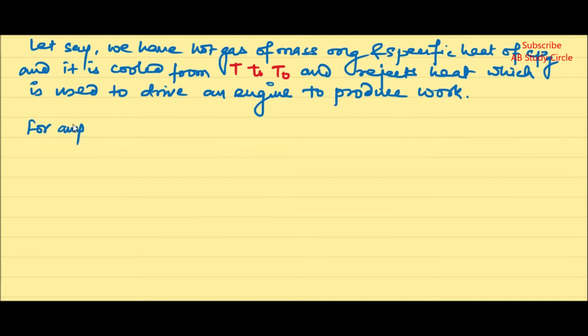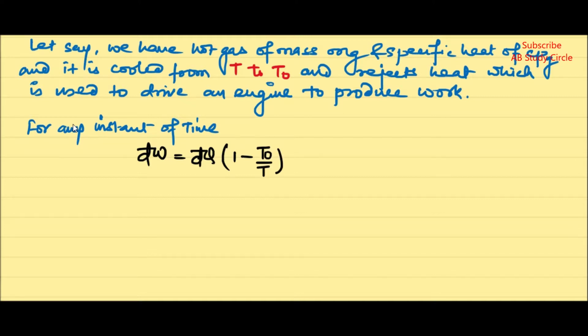Okay, now say for any instant of time between this T and T0, when it is cooled from T to T0, the work obtained will be dW, that is the maximum work that can be obtained during that instant of time. It is dQ (1 minus T0 by T). Okay, and what is this dQ? It is nothing but your mg cpg dT, that is the formula for your heat transfer.